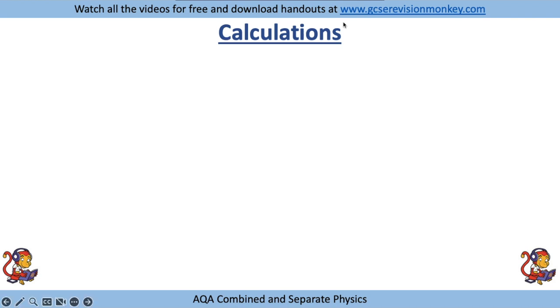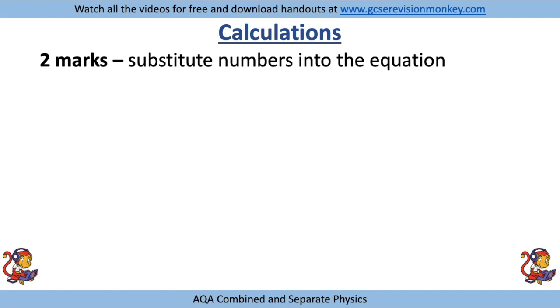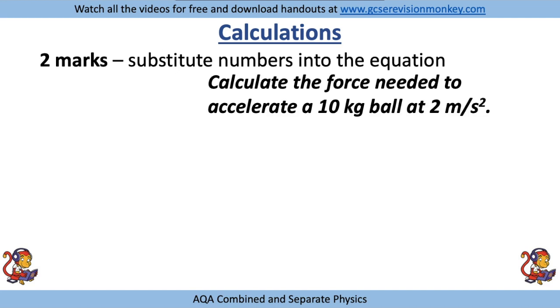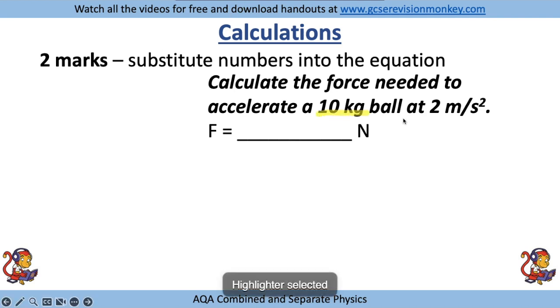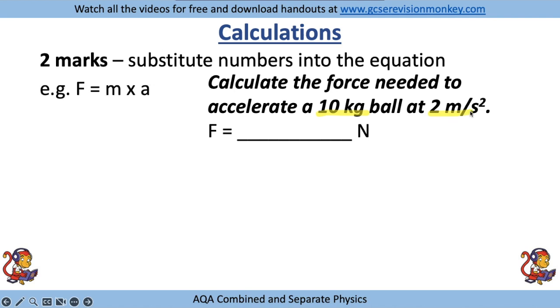So just having a quick overview of calculations. If you get a 2 marker, that would mean to substitute the numbers into the equation. So for a question such as calculate the force needed to accelerate a 10 kilogram ball at 2 meters per second squared, if you're given the mass and acceleration, you would write down the equation, put the numbers that you're given into the equation, and then work out your answer on a calculator.